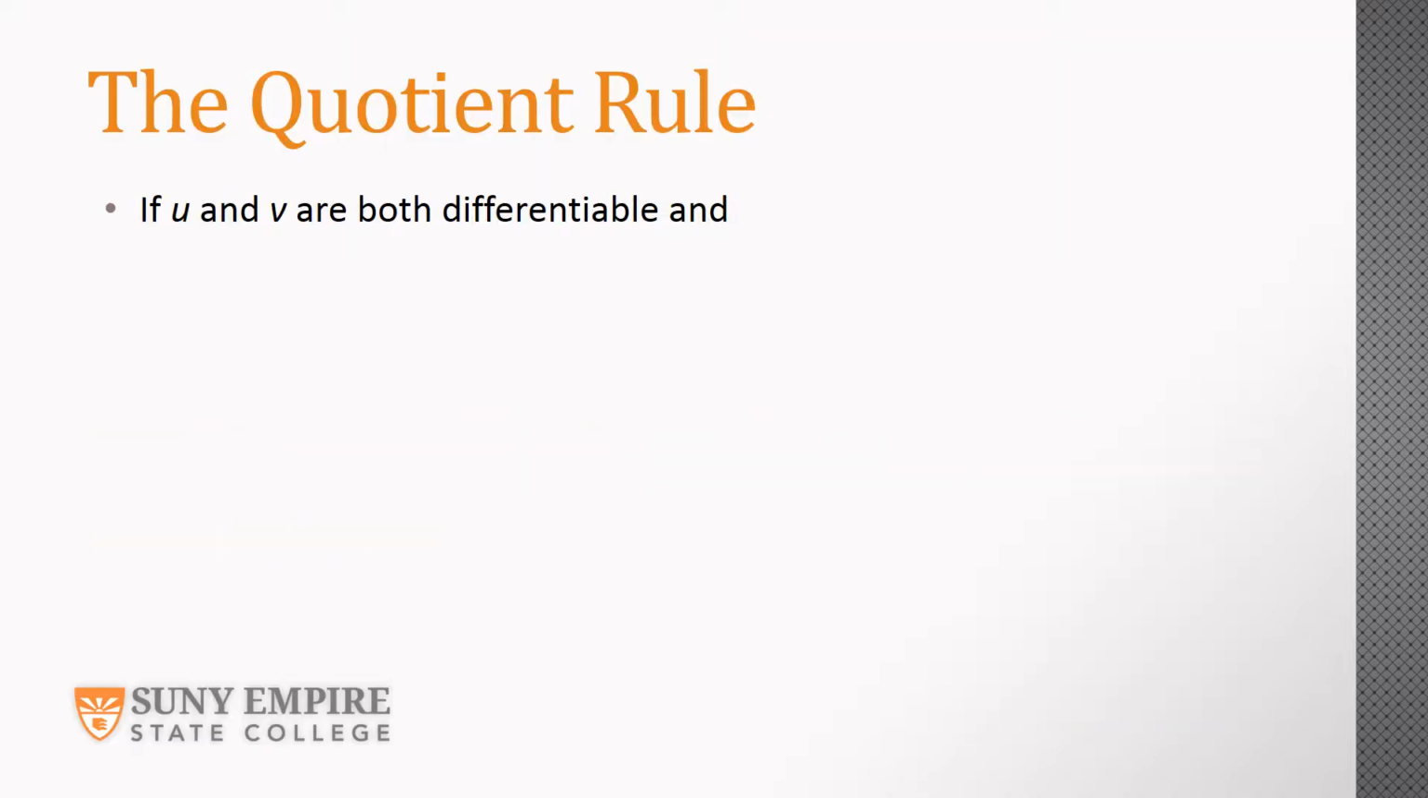Suppose we have two functions, which we will call u and v. Both are differentiable. Now suppose we form a new function f of x by dividing u by v. What would be the derivative of this function? We might be tempted to think that f prime would simply be u prime divided by v prime, but this is not correct. The actual derivative is more involved.